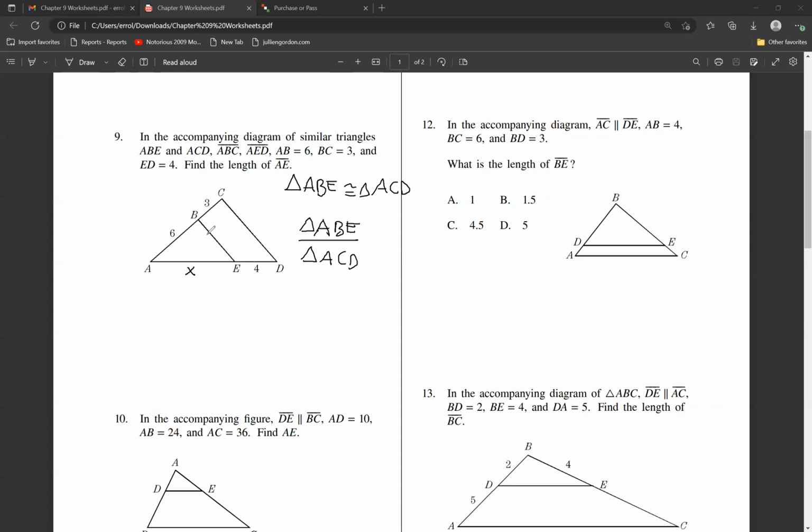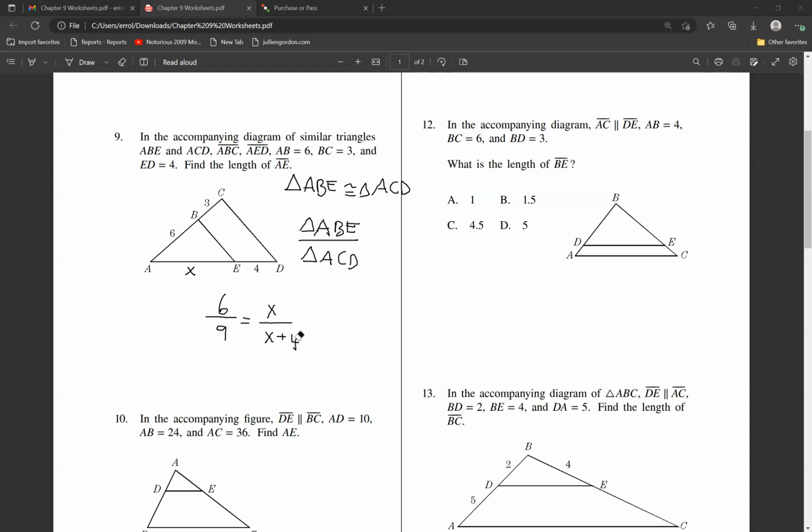So tell me, what's ABE? What's this right here? 6. Okay, so we're going to write 6. What's the whole distance? 9. Okay, there you go. Now we're going to do the same thing on the bottom. This is going to be equal to the small triangle, which is, what's this distance? X. Okay, good. And now what's this whole distance? 4. Just add these two together, x plus 4. If this was 3, the total distance would be 7, right? You just add them together. So the bottom distance would be x plus 4.